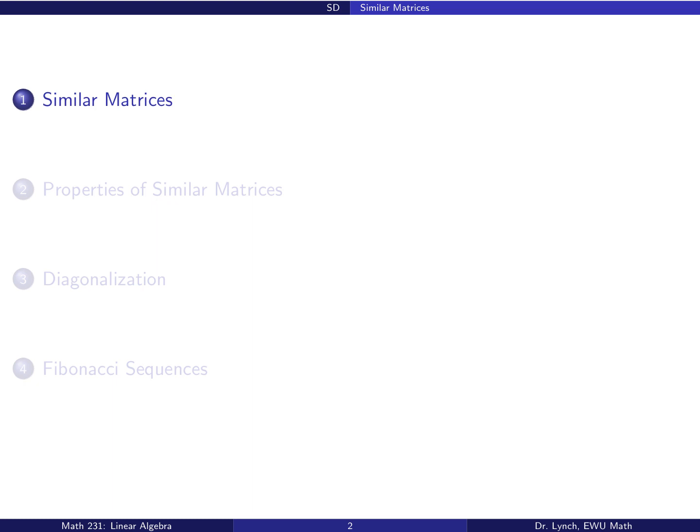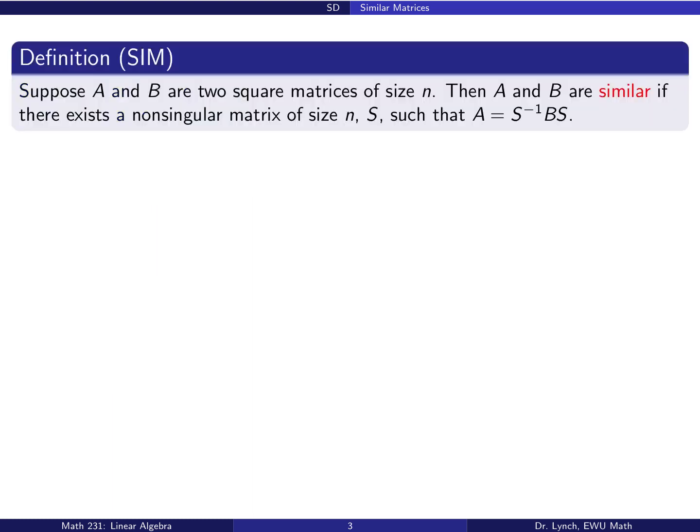We'll talk about some properties of similar matrices. We'll see how being similar to a diagonal matrix is a special property some matrices have. We'll see how to find that similarity transformation when a matrix has that property, and then you'll get to explore briefly a Fibonacci sequence. Pretty fun.